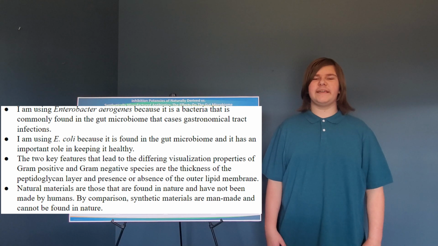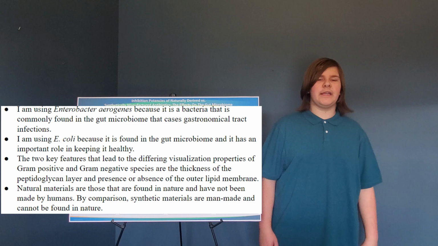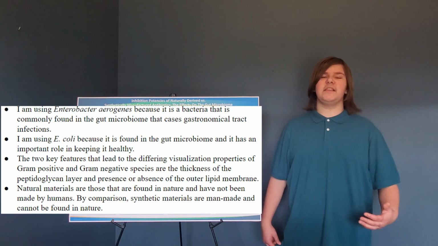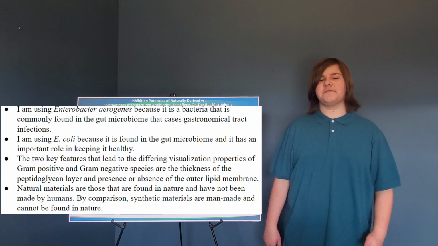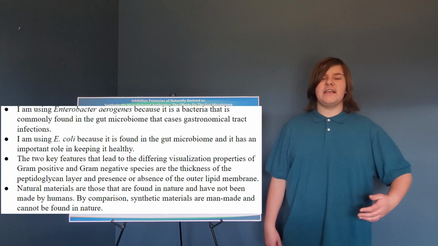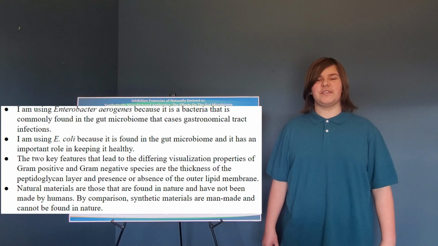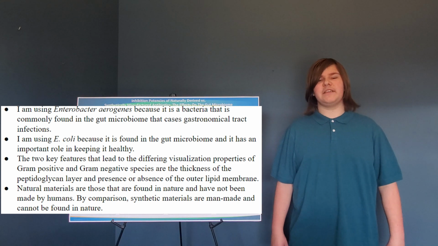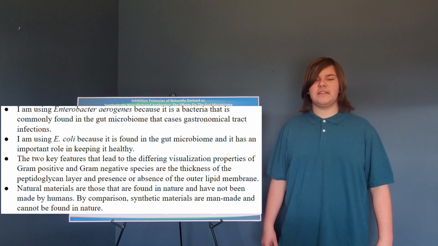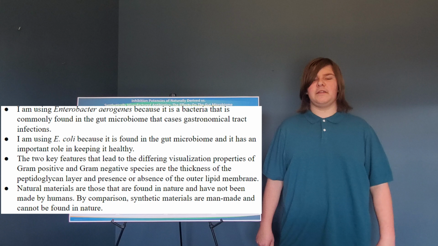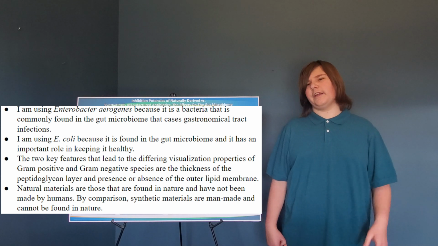I'm using Antibacterium aerogenes because it's a bacteria that is commonly found in the gut microbiome, but it causes gastrointestinal tract infections. I'm using E. coli because it is found in the gut microbiome, and it has an important role in keeping your gut microbiome healthy. The two key features that lead to the differing visualization properties of gram-positive and gram-negative species are the thickness of the peptidoglycan layer and the presence or absence of the outer lipid membrane.